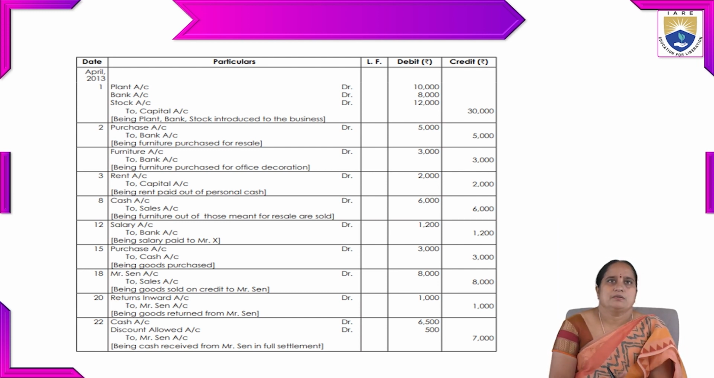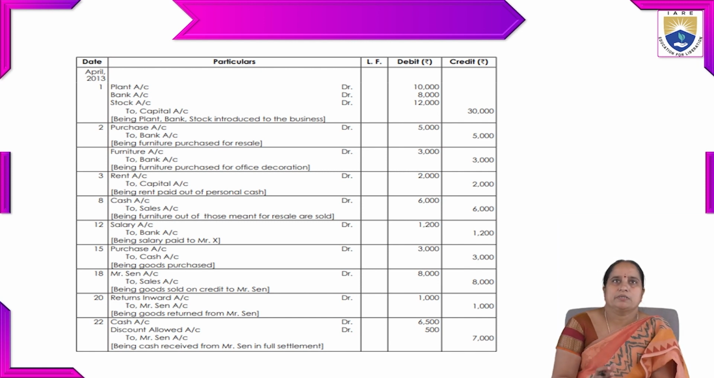So on 1st April, plant account debited, bank account also debited, stock account debited to capital account. The narration is being plant, bank, stock introduced in the business. So how much amount? 10,000 plant account. In the bank, they have deposited 8,000. Stock account 12,000. So total 30,000 credited. Then second, purchase account to bank account. Being furniture purchased for resale. So how much? 5,000 on debit side and 5,000 on credit side.